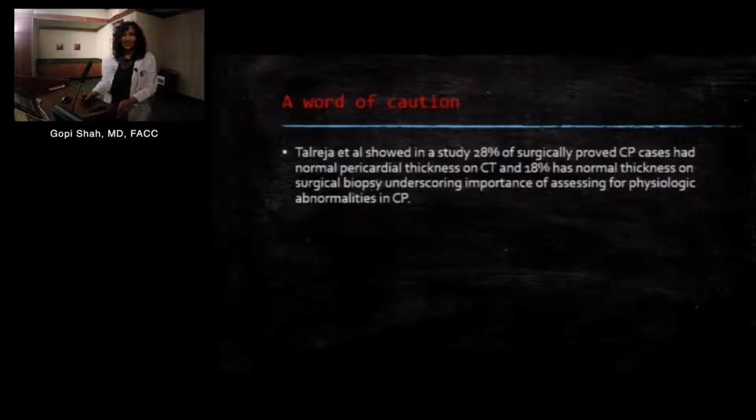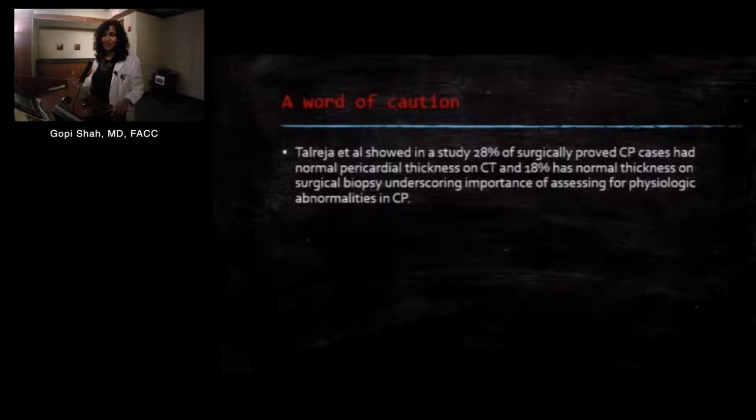A word of caution: we all look for thickening for constriction, but sometimes you don't see it. There was a study that showed that at least 28% of surgically proven constrictive pericarditis cases had a normal pericardial thickness on the CT, and 18% had normal thickness on surgical biopsy. So again, we look for surrogates of inflammation and sac thickening, but sometimes you don't need it. It's how the pericardium behaves in terms of its relaxing capacity, its compliance, that is of very great importance.